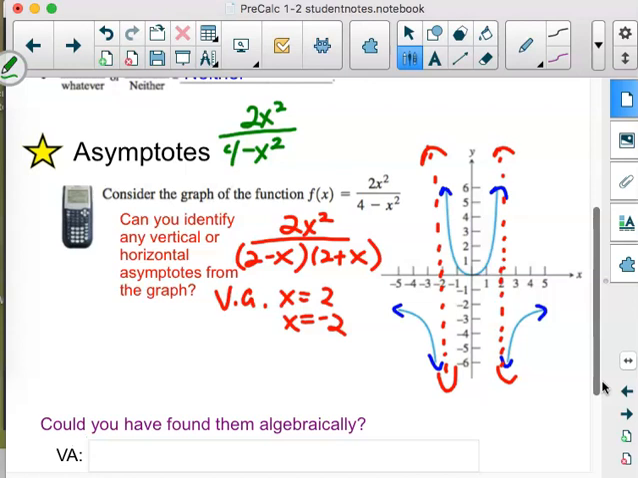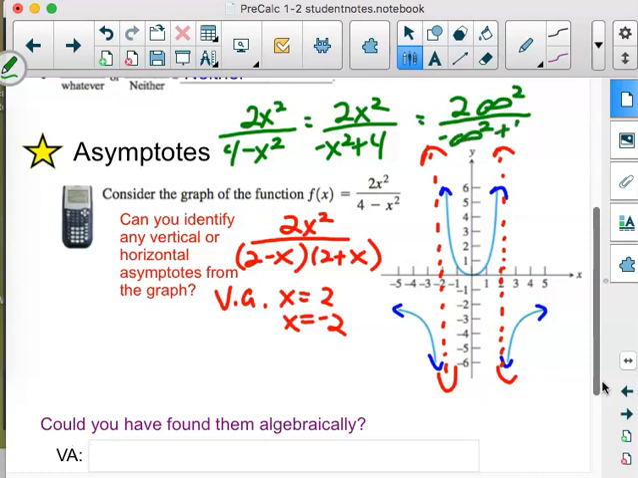So here's what I'm going to do first. I'm going to rewrite it in standard form. And then I'm going to take a look at it, and I'm going to think, okay, so if I go to the left or the right forever, what I'm really dealing with is infinity. So I'm going to substitute infinity in for x, like so.